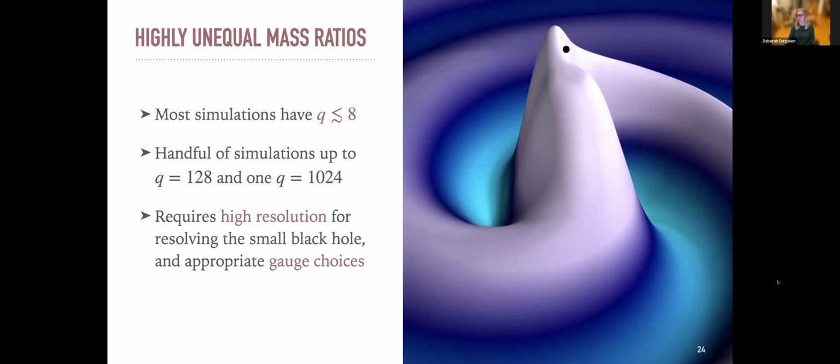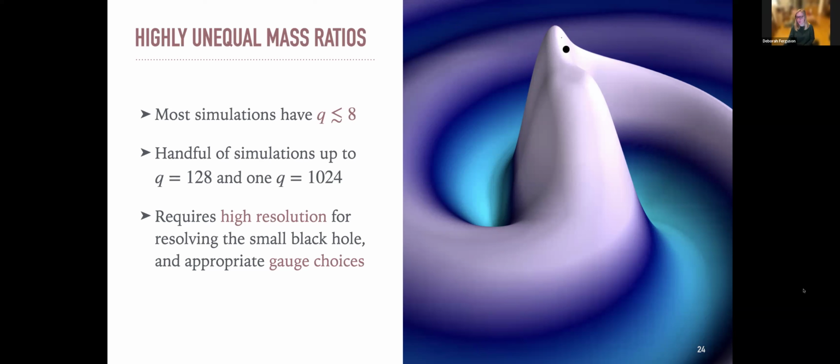That is true, I think. The fall off happens even earlier than that, though, and I would say that most have mass ratio less than or equal to 4. Now, there are a handful of simulations that go up to mass ratio 128 or even 1024 using Einstein Toolkit codes, actually, out of the RIT group. But there's only a handful because it's very challenging. It requires really high resolution because you need to resolve the tiny little black hole there. And it requires appropriate gauge choices.